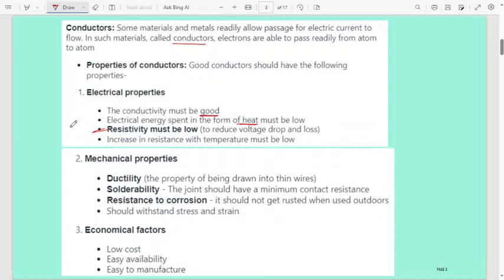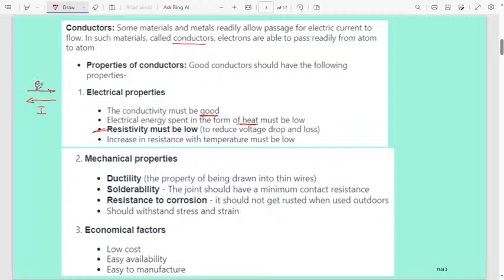Why? To achieve good conductivity, one of the reasons is that the resistivity must be low. What will happen if the resistivity is low? What does resistivity mean? Resistivity is nothing but the opposing force. If the electrons move in this direction, then the electricity will move in the opposite direction. Both are opposite to each other. When there is an easy flow of electrons, the current generated will be maximum.